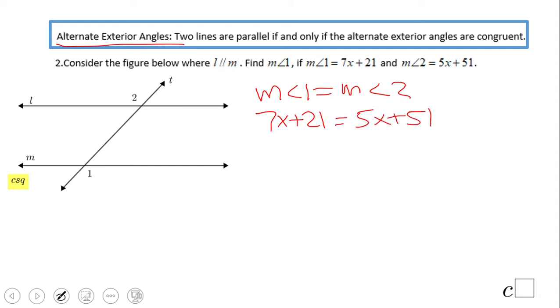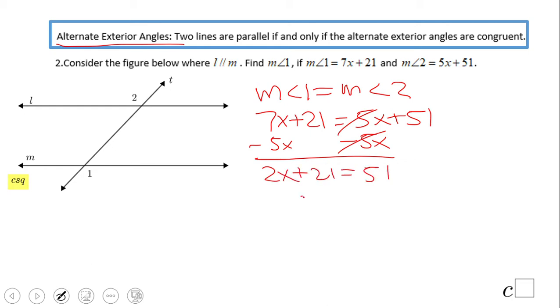We're going to subtract 5x from both sides. That brings down the 2x plus 21 equals 51. Subtract 21 from both sides, and that will give you 2x equals 30. If you divide by 2, x equals 15.